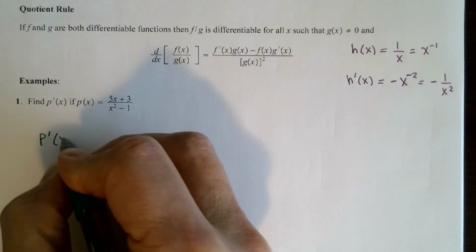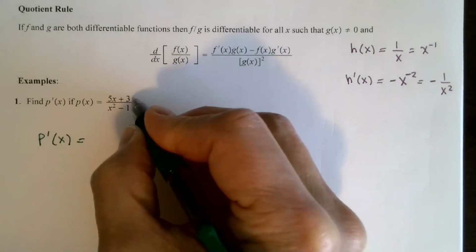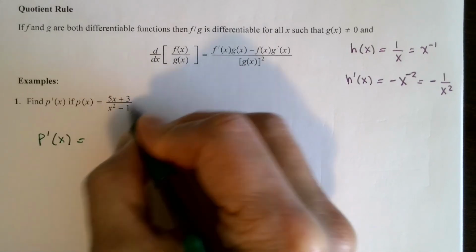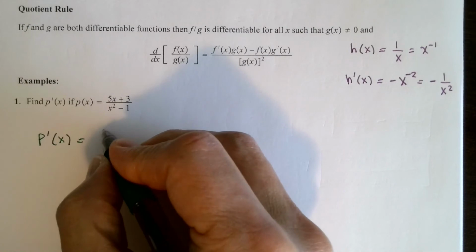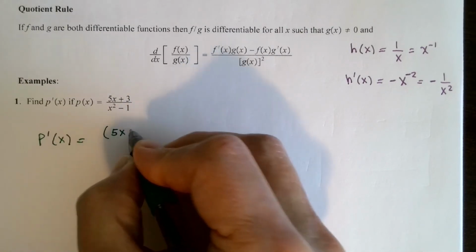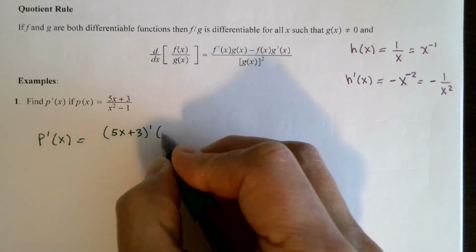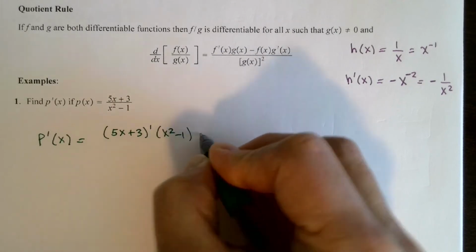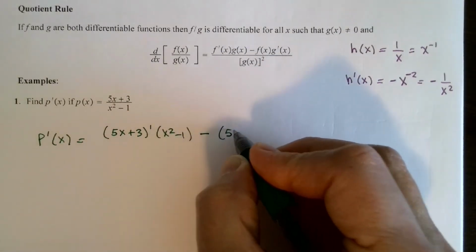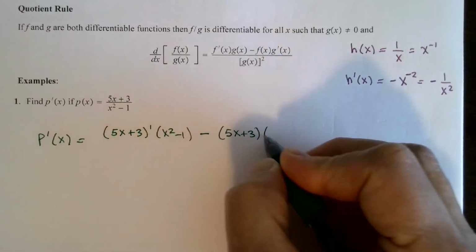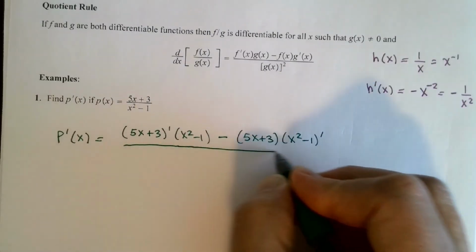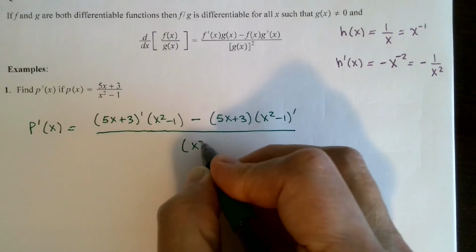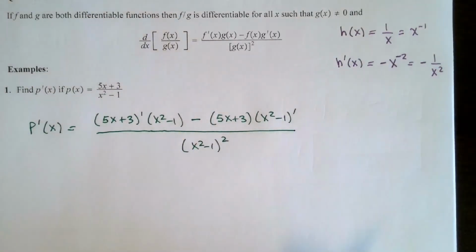So the derivative in this case is going to be, so here's my top function, 5x plus 3, that's the f of x, g of x is the bottom function. So I've got the derivative of the top function times the bottom minus the top function times the derivative of the bottom. All divided by what? The bottom function, x squared minus 1, squared. Right.